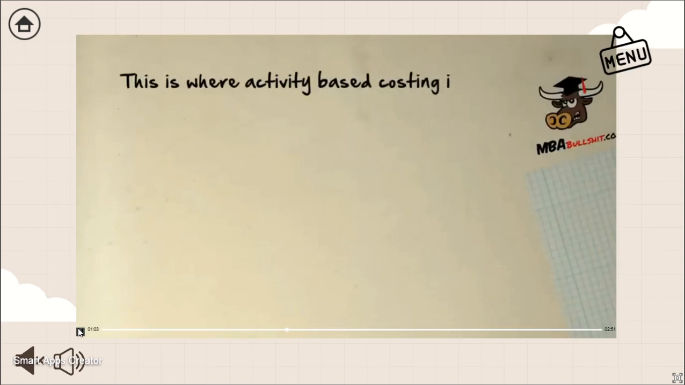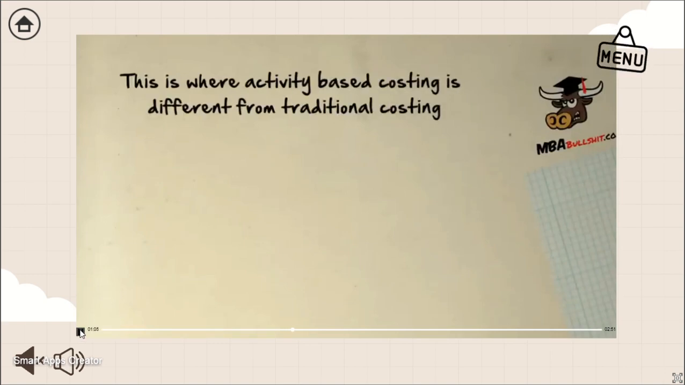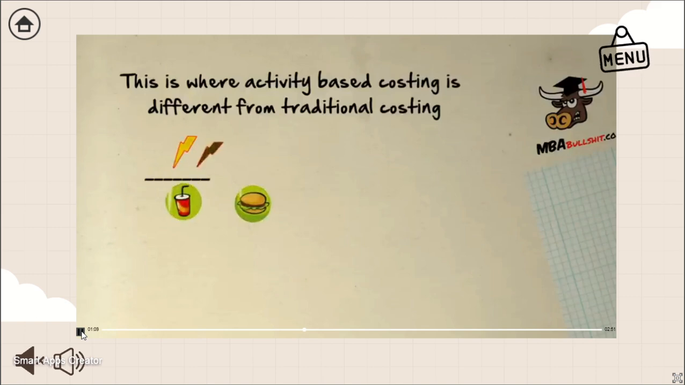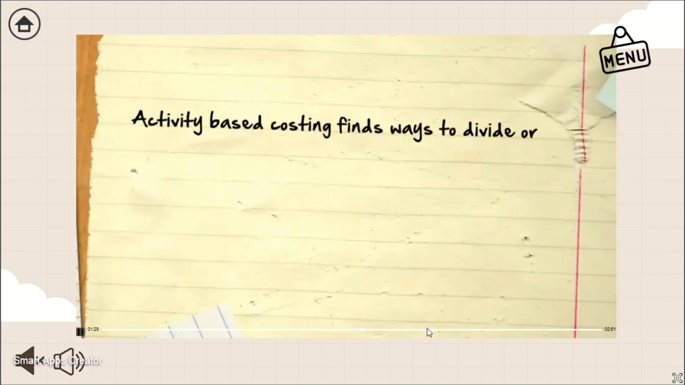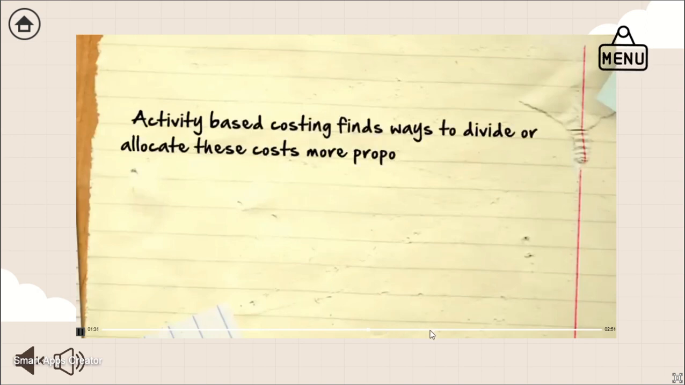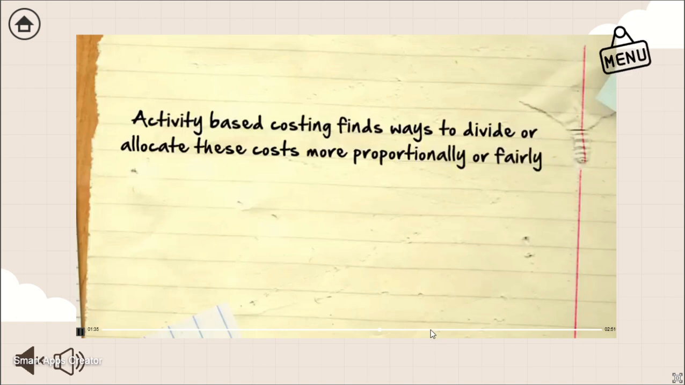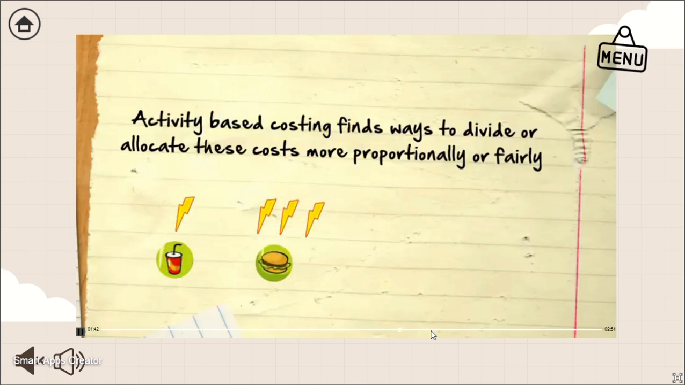This is where activity-based costing is different from traditional costing. Traditional costing is easy because it often just divides some types of costs equally between different items. These are usually costs which are a bit difficult to divide or allocate between products. Activity-based costing finds ways to divide or allocate these costs more proportionally or fairly, so that we can write down a higher cost for items or products which use more of the stuff related to cost.